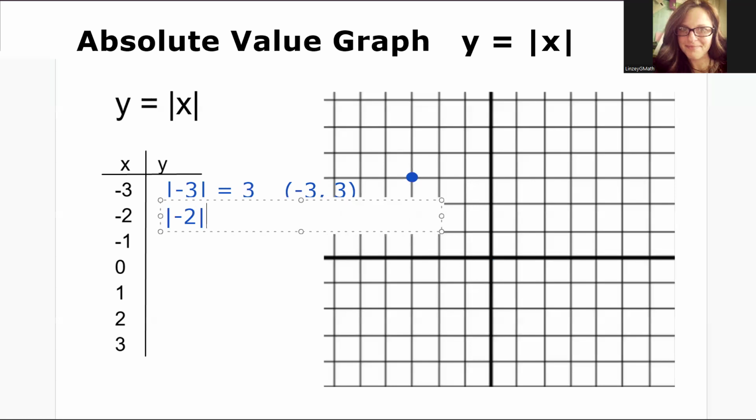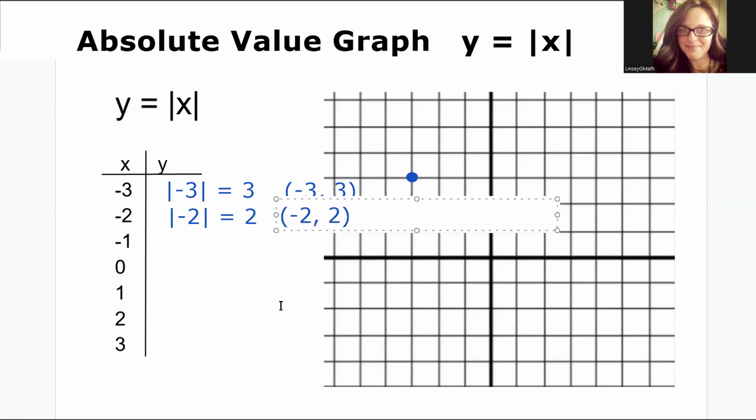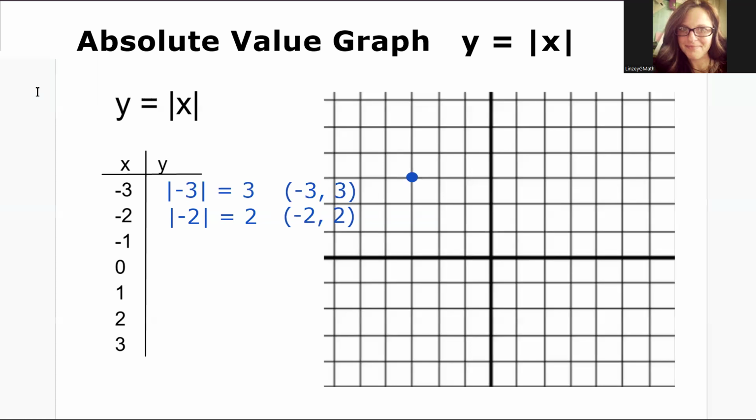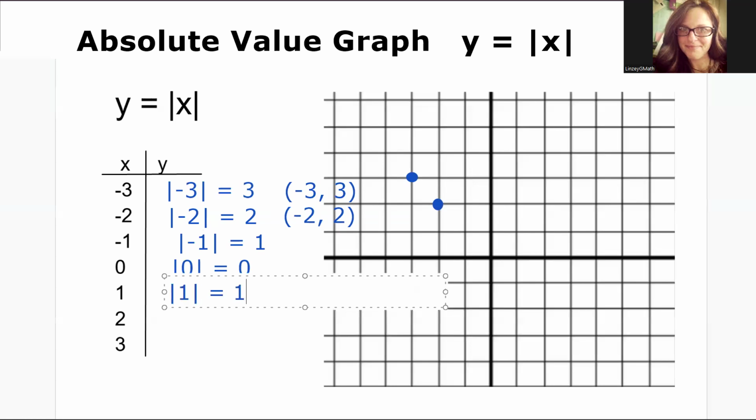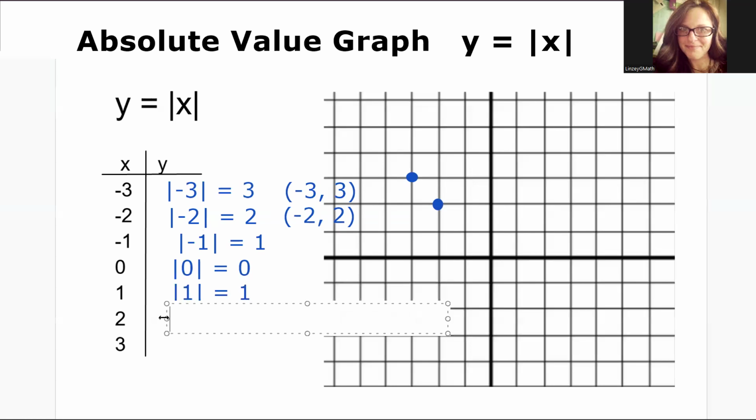Substituting -2 into our absolute value, the absolute value of -2 is +2. Then we get the second point on our graph, -2, up 2. And we'll continue substituting our X values into our absolute value equation to find the Y values. Absolute value of 0 is 0. Absolute value of +1 is +1.